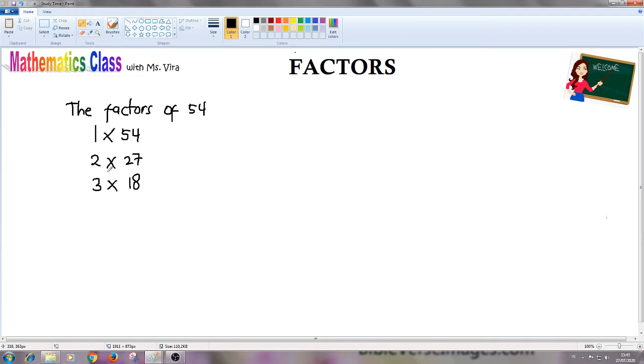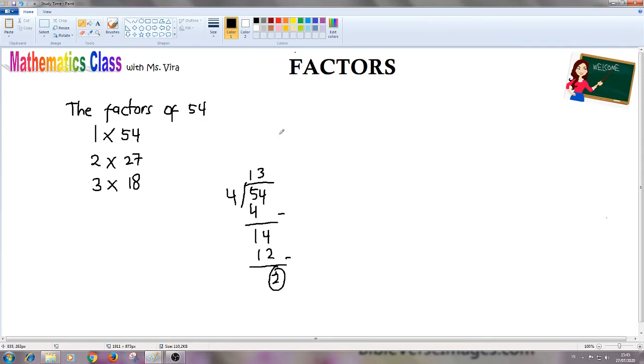After number 3, number 4. But 54 is not divisible by 4. We'll count over here. 54 divided by 4: 1, 4, minus, and then 4, 3, 12, minus 2. It will give 2 as the remainder.